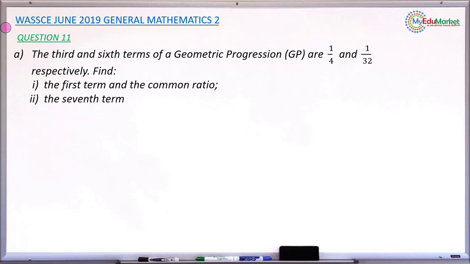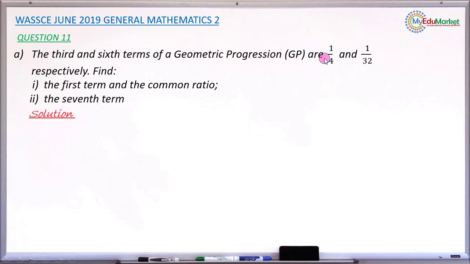This is WAEC June 2019 General Mathematics Paper 2, and we're answering question number 11A. The question reads: the third and sixth terms of a geometric progression (GP) are 1/4 and 1/32 respectively. Roman 1 asks us to find the first term and the common ratio of the GP, and Roman 2 asks us to find the seventh term. So let's attempt to answer this question together.